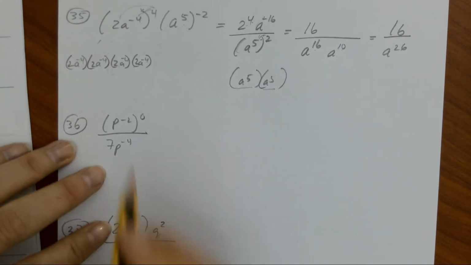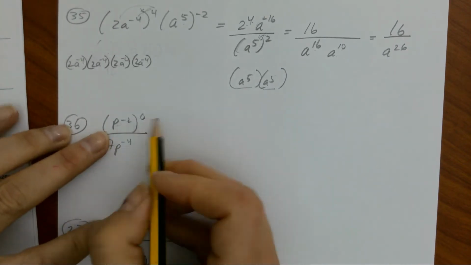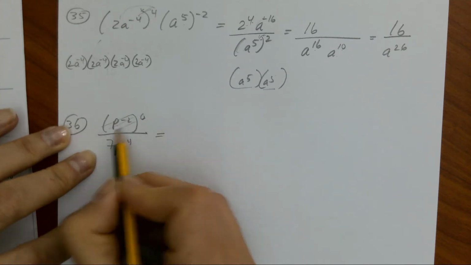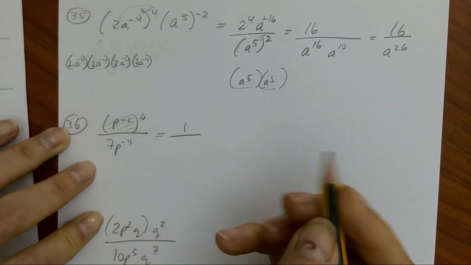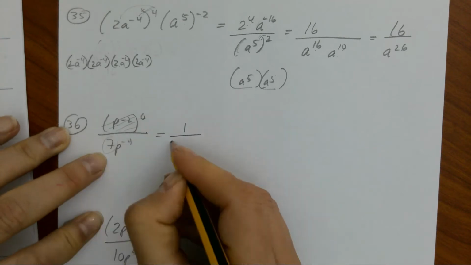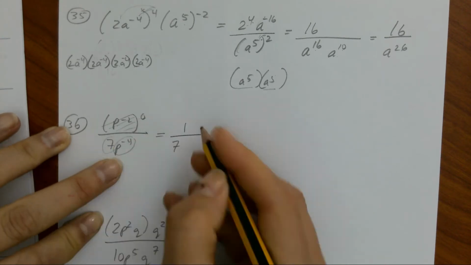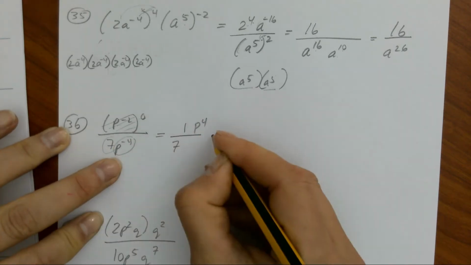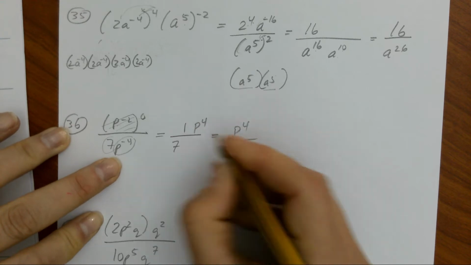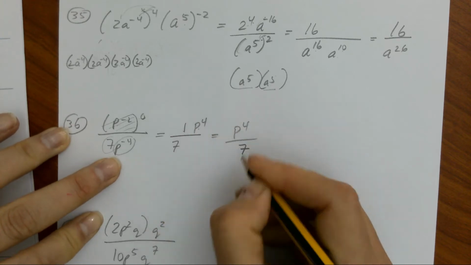Okay. Anything to the power of 0 is 1. So all of this here is 1. And we keep the 7 down, but it says, please move this to the other side. So I'm going to go p to the 4. So we have p to the 4. 1 times this is just p to the 4 over 7.